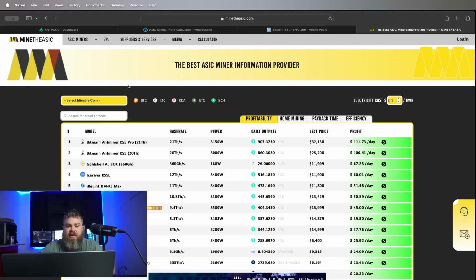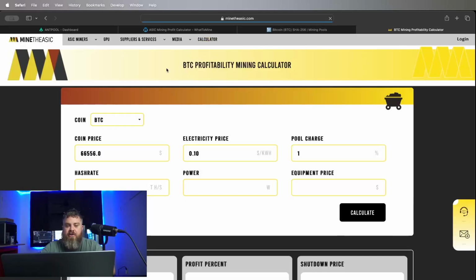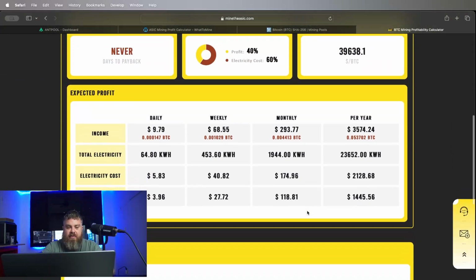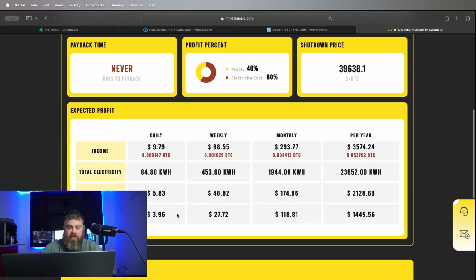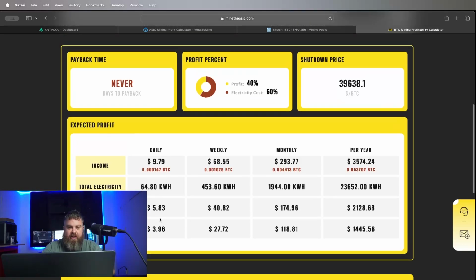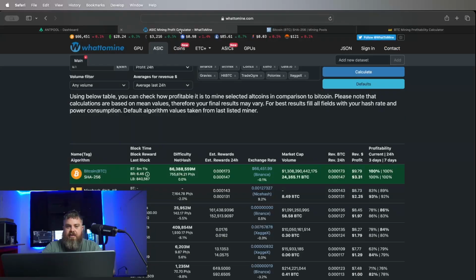I don't know which ones are going to be the most accurate. I'm trying to figure that out. But everything's kind of everywhere right now, which is making it very hard to actually figure out the profitability, right? So we'll say we're at 115 terahashes at 2700 watts, okay? It's saying that Bitcoin is the most profitable, and if I'm mining Bitcoin right now, I'll make $3.96, right? So this and What to Mine are pretty much the same.